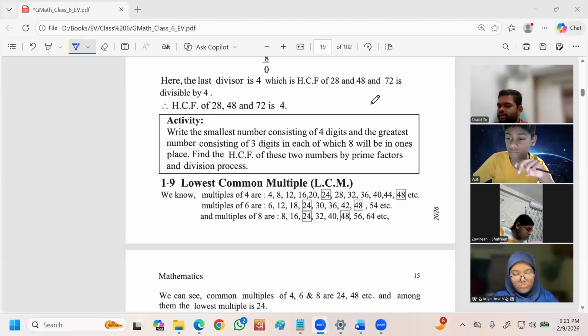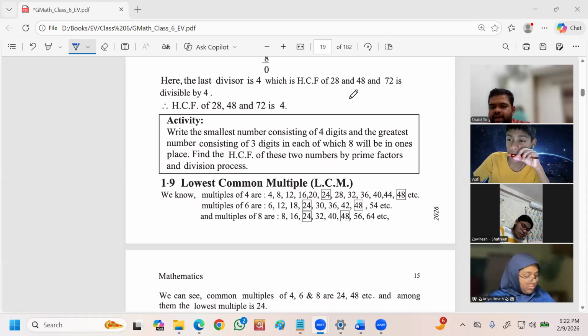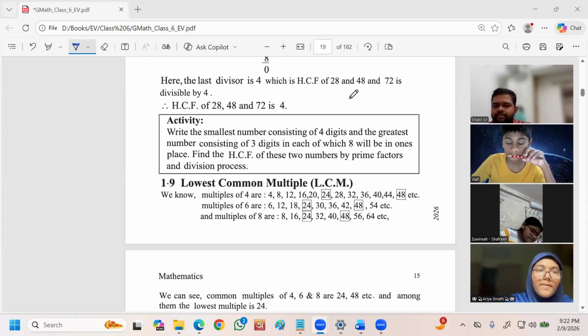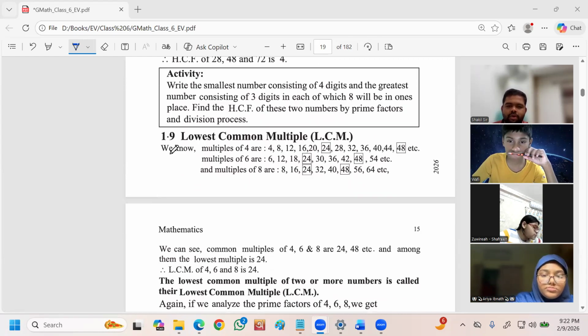LCF, right? So the three methods were calculating the common factors, the second method was calculating HCF by prime factors, and the third one was by division, right? Now, today, what will we learn? We'll learn the lowest common multiple, which is LCM.